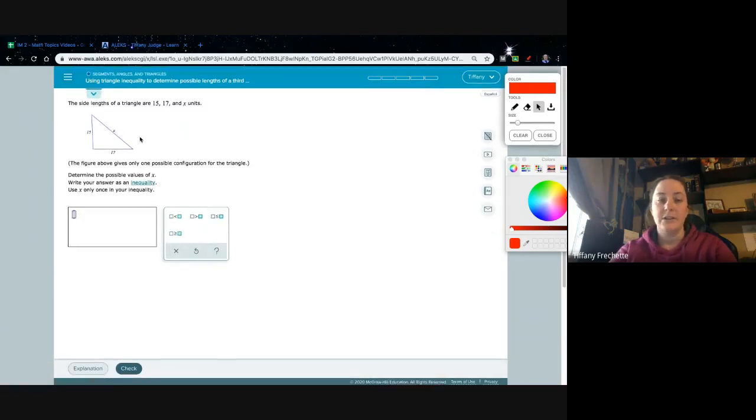All right. So then we write our three inequalities, because remember, it needs to be greater than any two sides. So we have 15 plus 17 has to be greater than x. We also have 15 plus x, oops, I forgot my plus sign, has to be greater than 17. And 17 plus x has to be greater than 15.